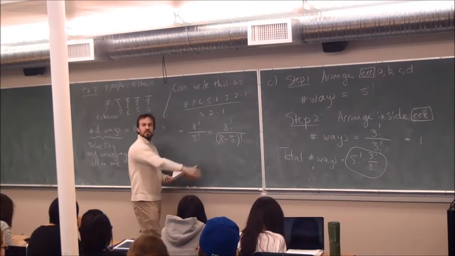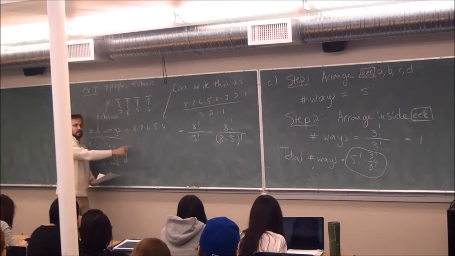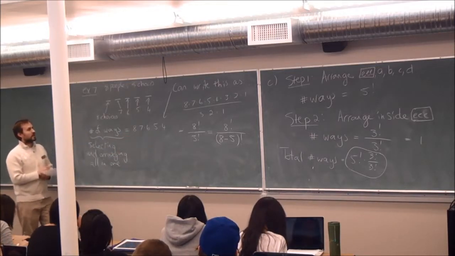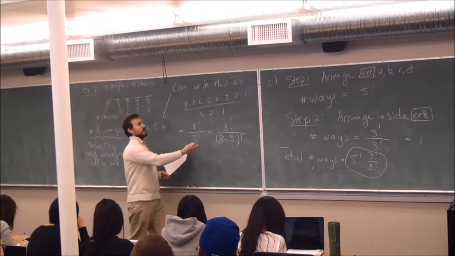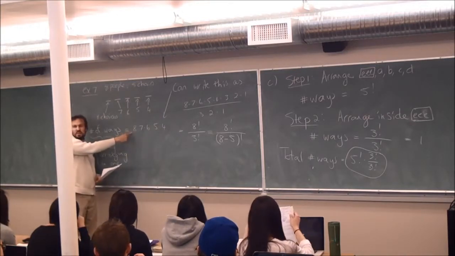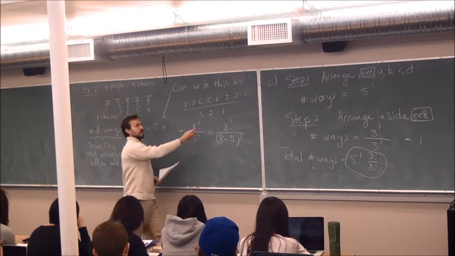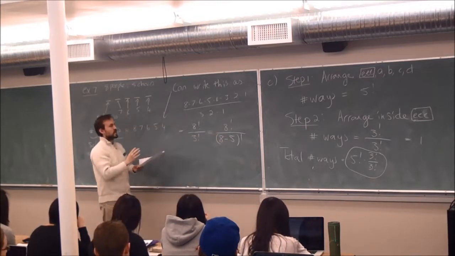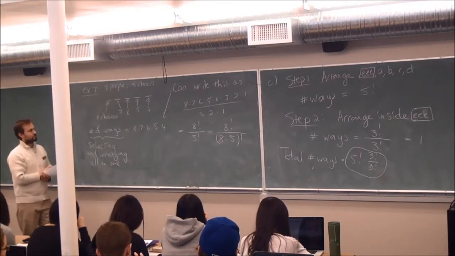Any question on where this comes from? There's nothing wrong with writing this. I'm just observing that I can write this in a more concise way. What if I had 100 people and 50 chairs? Then this is going to become really lengthy. But I can write it in a short, concise form.